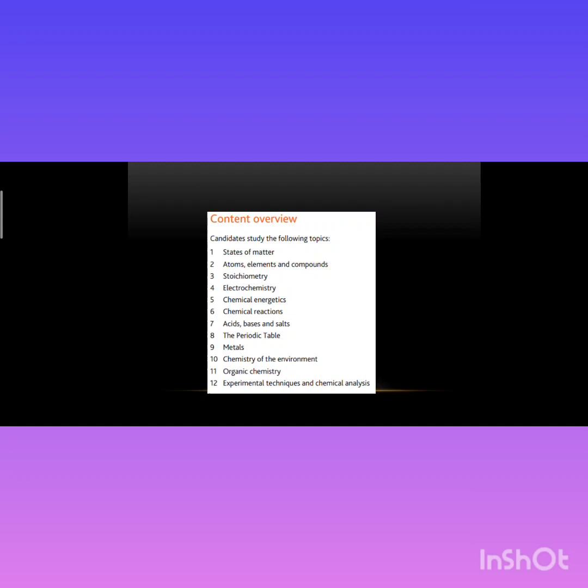You all know about it. It's the base for chemistry. Then we are having metals, chemistry of environment. It's essential nowadays. Global warming is all there, so we are going to study in detail about chemistry of environment, global warming, greenhouse effect, etc.